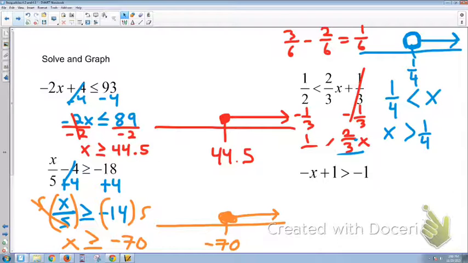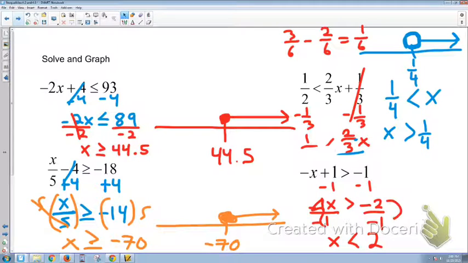Last one, easiest of all, undo this positive 1 by subtracting 1 from both sides, so negative x is greater than negative 2. Remember, the direction of the inequality only changes when we multiply or divide by a negative number. This is a negative x here, but we can also think of this as a negative 1 times x. And so to undo multiplication, I divide both sides by a negative 1. That is the reason why I'm changing the direction of the inequality at that point. X is going to be anything less than 2. Negative 2 divided by a negative 1 is equal to a positive 2.